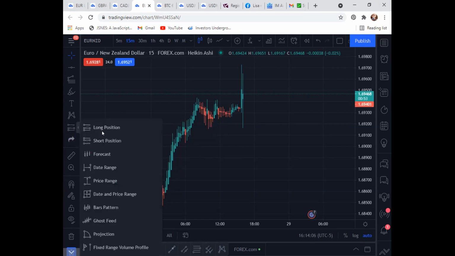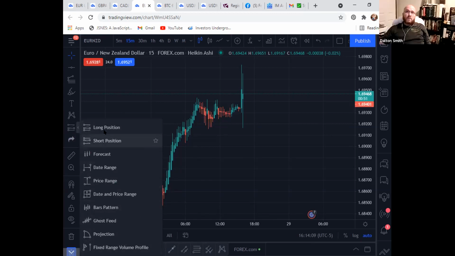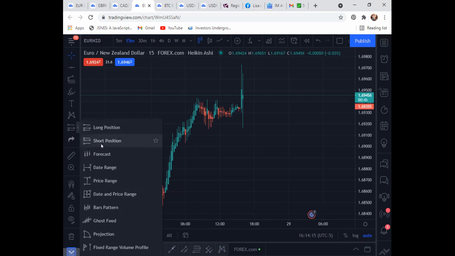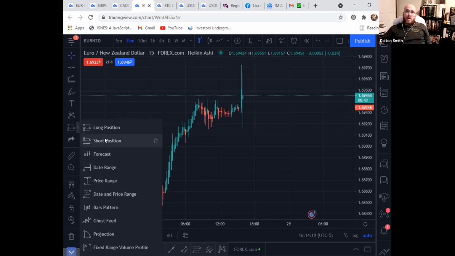Okay. This right here is full of all sorts of tools. Which one of these tools were you asking about? Either the long position or the short position. Okay. So long position is up, short position is down. And what these tools do is they tell you your risk to reward ratio.